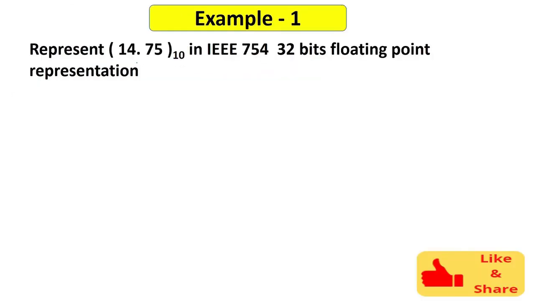So here you can see we have the first question. The question says we are given a decimal number 14.75 and we have to represent this 14.75 in the IEEE 754 32-bit floating point representation scheme. So 32 bits means we have to represent it in single precision format, okay? So let's see how we can do that.